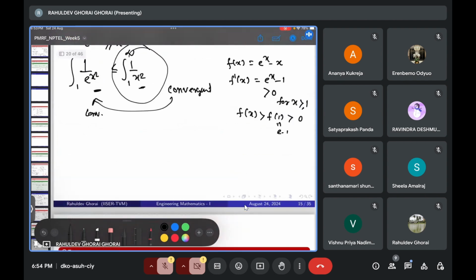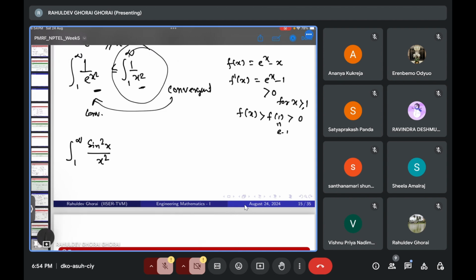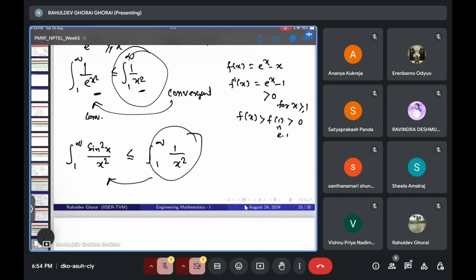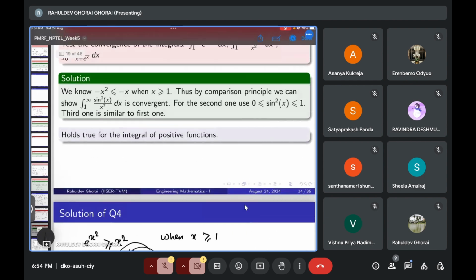I will give you this: the integral from 1 to infinity of sin square x over x square. These are positive functions, so you can use the comparison principle. How do you do that? This one will always be less than or equal to the integral from 1 to infinity of 1 over x square, right? That implies this one is also convergent. So this integral is also convergent.